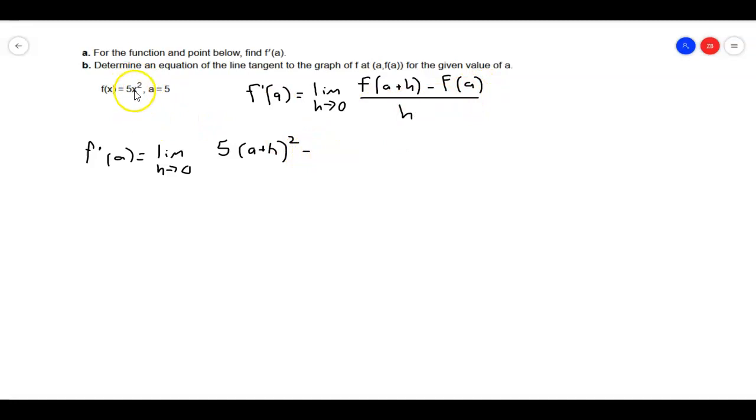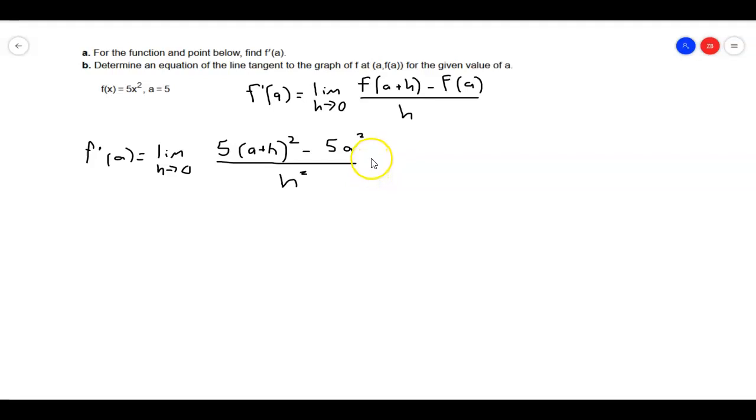So in this case, we just replace the x with the a. So this is going to be, oh, I shouldn't have written the f down there, excuse me. This should just be 5a squared, all over h.